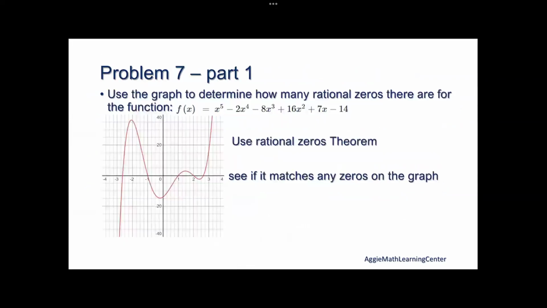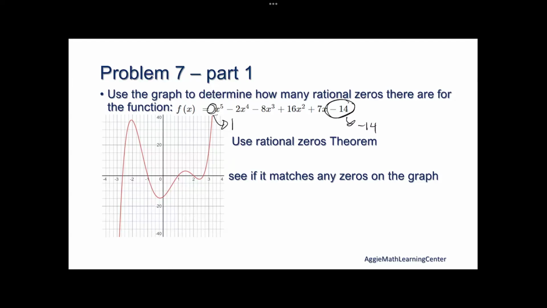Okay, so let's look at part 1. We use the graph to determine how many rational zeros there are for the function f of x is equal to x to the 5th minus 2x to the 4th minus 8x cubed plus 16x squared plus 7x minus 14. So this is asking about rational zeros, not real zeros. What we want to do is use the rational zeros theorem that we talked about earlier. So the leading coefficient is 1, and our constant coefficient is negative 14.